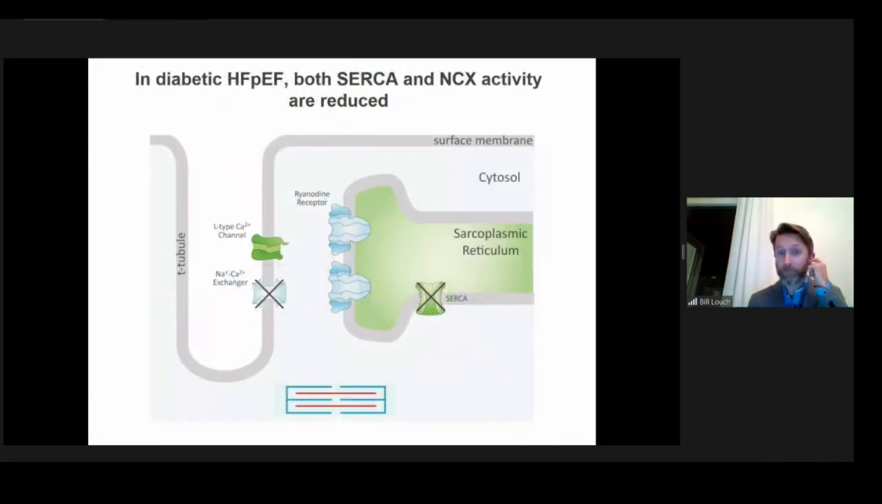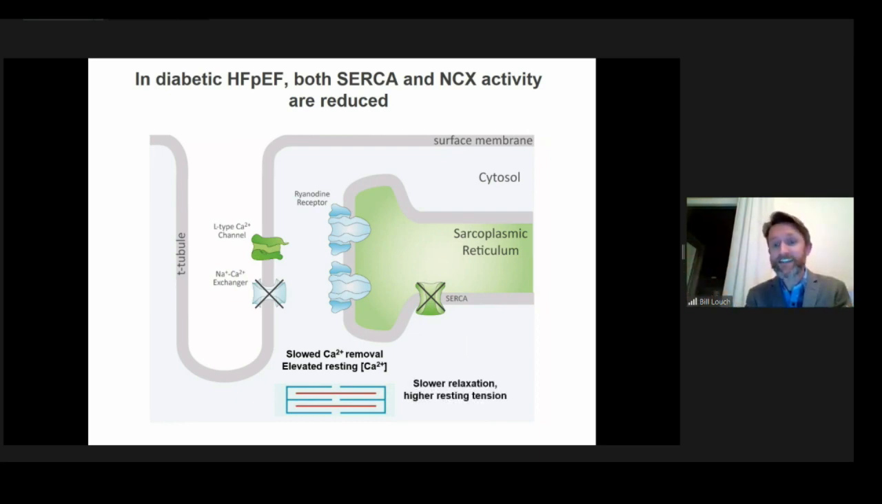If we go back to this diagram, then the problem in diabetic hypertensive HFpEF is that there's less SERCA and less NCX. There's less protein expression and less activity. So there's less recycling of calcium into the SR, less removal by the sodium calcium exchanger. So you get a slowed calcium removal and a higher resting level. And what this means is that the relaxation of the cell and the whole heart is slower. The relaxation is also less complete, both at the cell level and at the whole heart level. So there's an active stiffness.